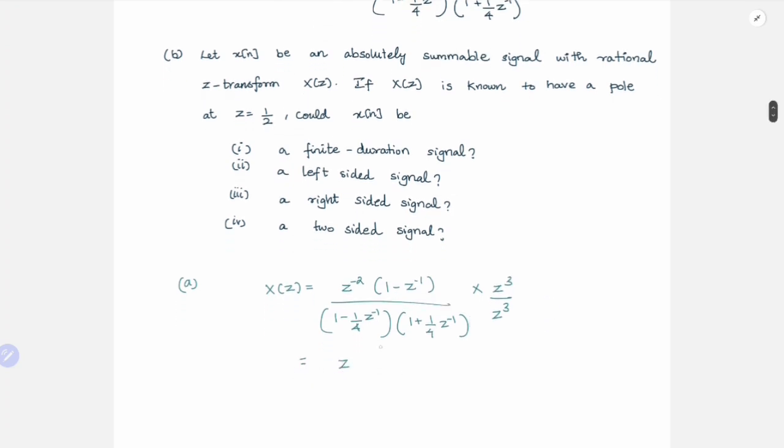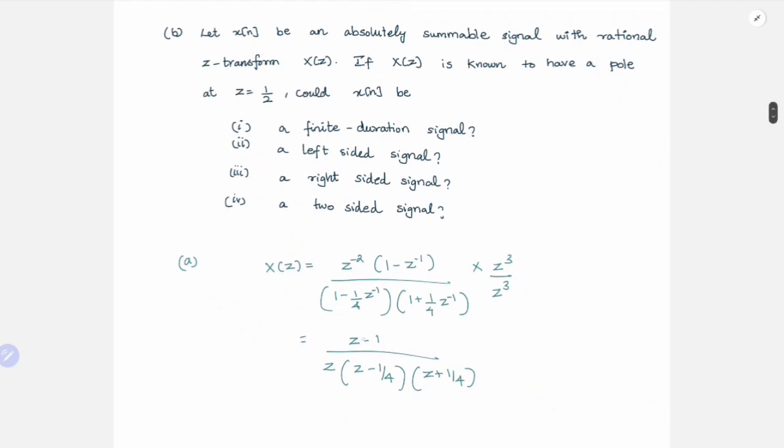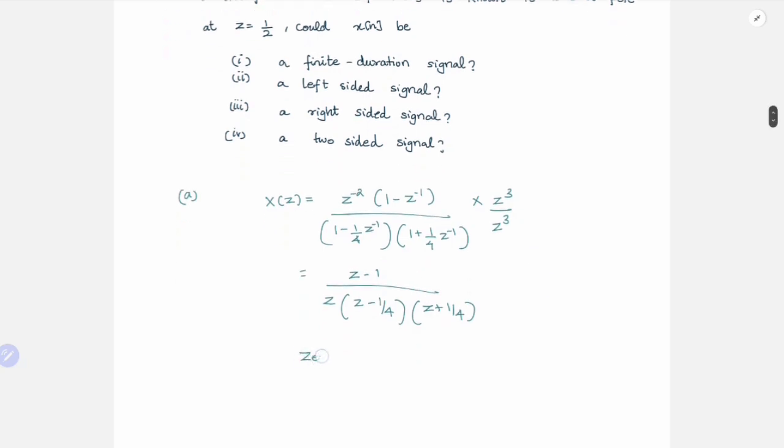Then what will you have? You will have z into 1 minus z inverse. So if you take it inside, you will have z minus 1 divided by, you keep 1 z inside, 1 z you multiply here. So you'll have z minus 1 by 4 and the other z you multiply here. So you'll have z plus 1 by 4. So now you have converted everything into the z form. So now you can easily spot the zeros, right? So 1 zero is at z equal to 1. So this is a finite zero.